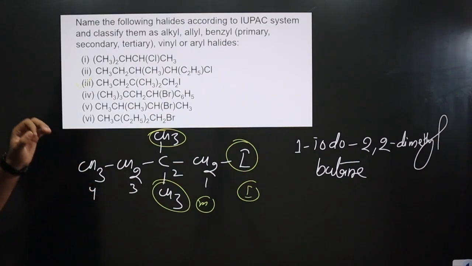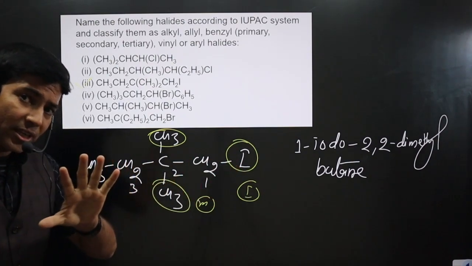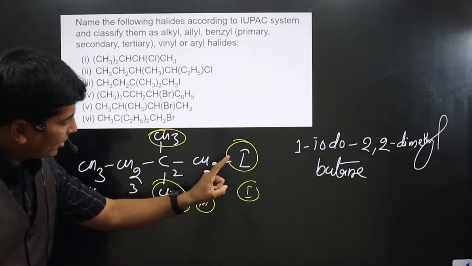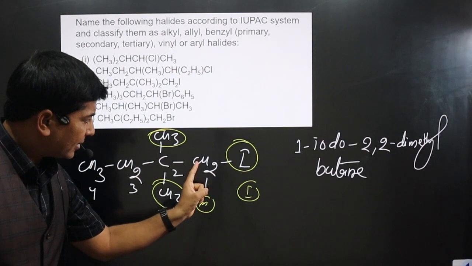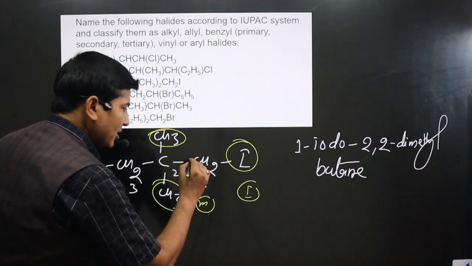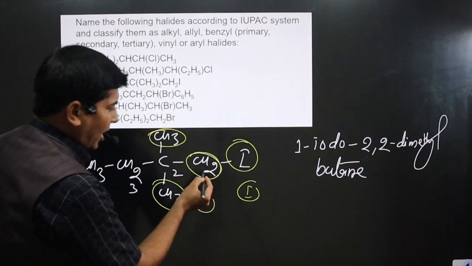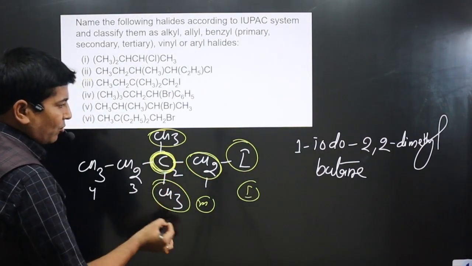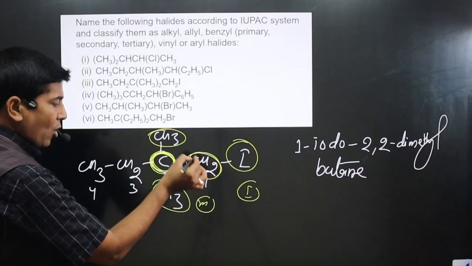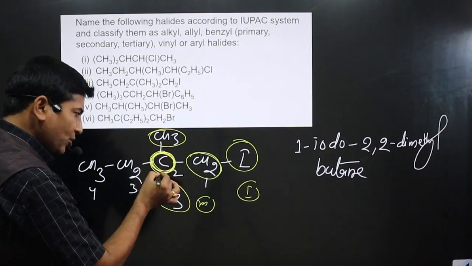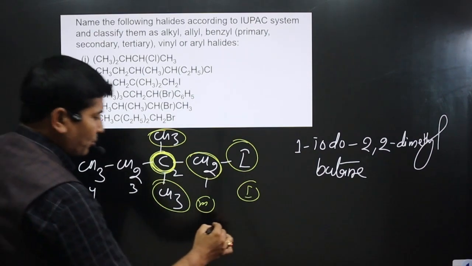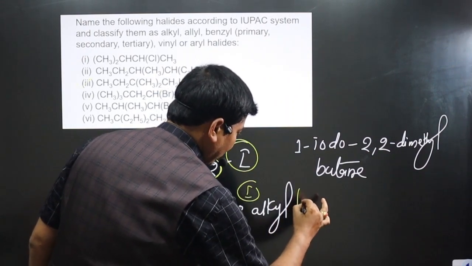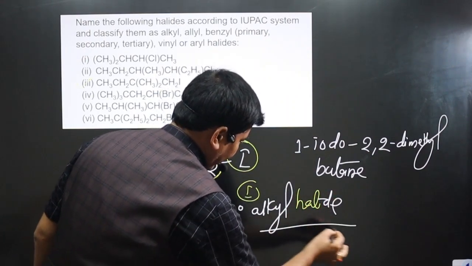classification. Look at the halogen, focus on the halogen, because we are talking about the classification of alkyl halide. So this is the halogen. You can see it is attached to this carbon, and see the environment of this carbon. The halogen is attached to a carbon which is connected to only one carbon. Hence we can say it is a primary alkyl halide.